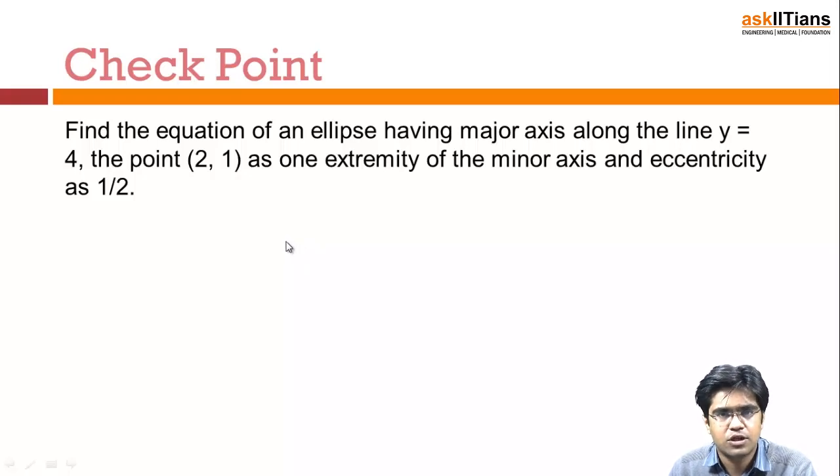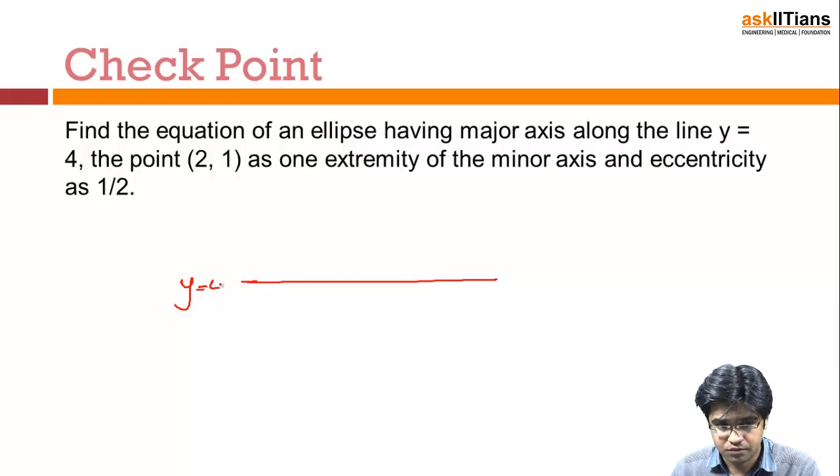Let's check now our concepts on this. We need to find the equation of an ellipse having its major axis along the line y equals 4. Let's say this line is y equals 4, that means parallel to the x axis. That means it's a regular ellipse.